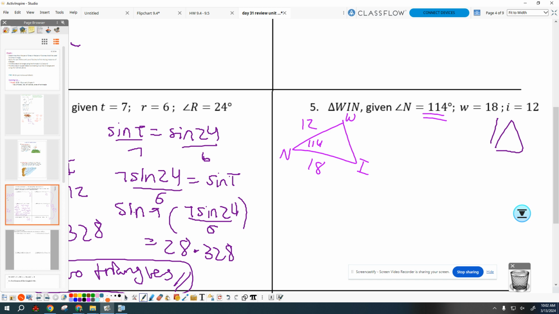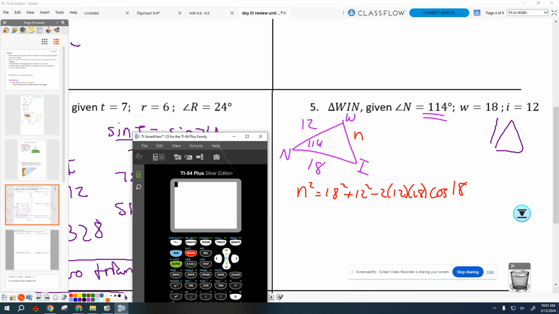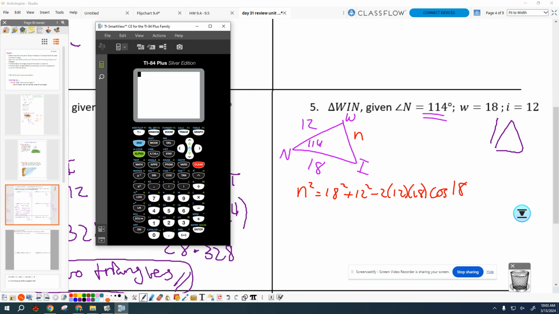So what are you saying we should do? Law of cosines, okay? So n squared equals side squared plus side squared minus 2 times side times side times cosine of the angle. So 35.4 is angle C. So straight up just typing 18 squared plus the other side squared, minus 2 times 12 times 18 times cosine.